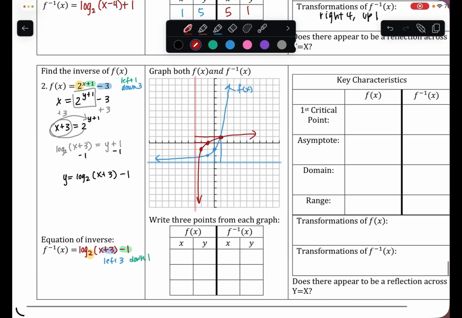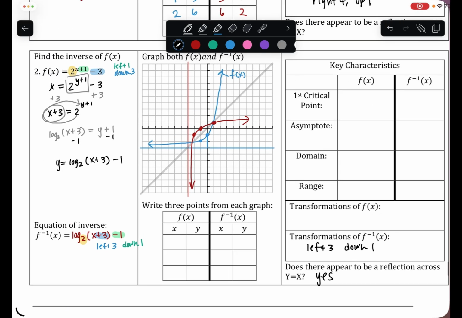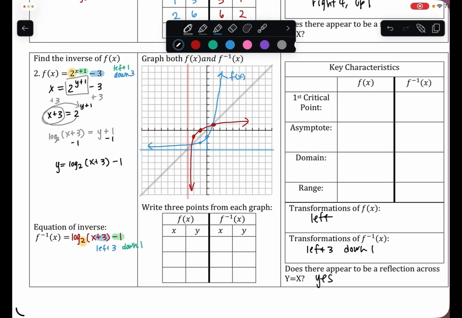Okay, and so just verifying the graph, see if I can get rid of some of these extra lines. If I draw my y equals x line, you can see that these are reflections across the y equals x line. And so the answer to that question is yes. We've already written our transformation, so left 3, down 1. And then for the original function, it was left 1, down 3.